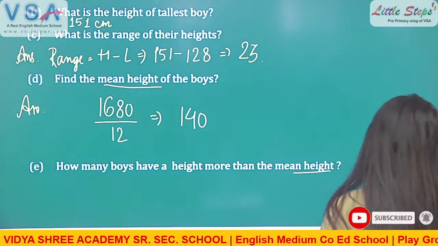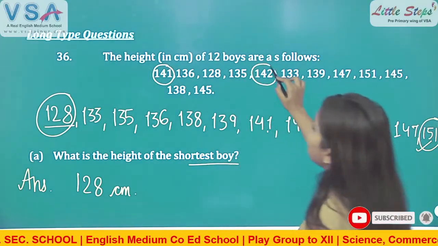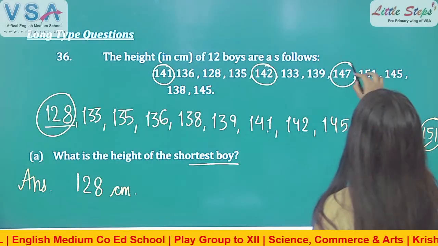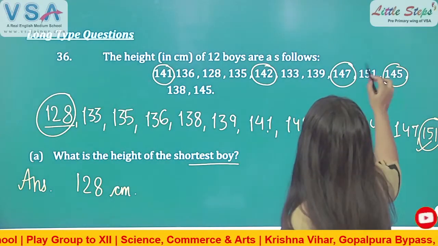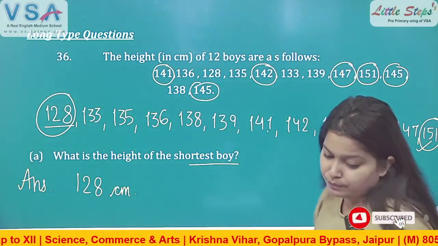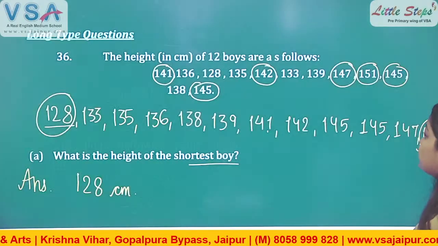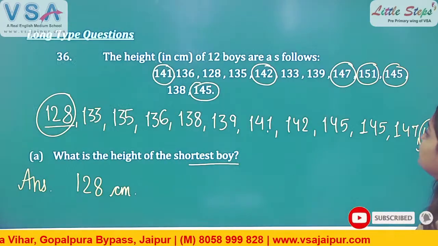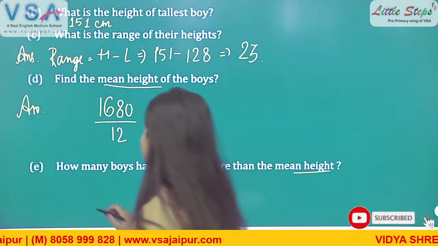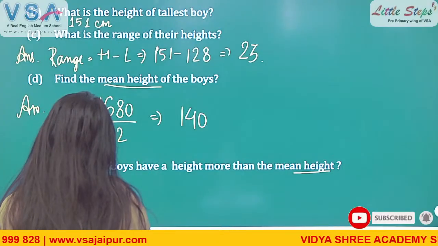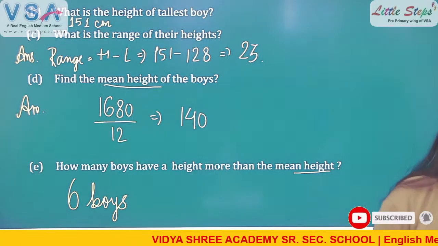In the last part of this question, how many boys have a height more than the mean height? Mean height से ज़्यादा वाले height वाले कितने हैं? We have 141. More than 140, we have 142 also, 147, 145, and we have 151, and 145 are also there. So how many boys? We required just above 140. So above 140, we have 6 numbers. So 6 boys are supposed to be there. Yes. Moving on to the next question.